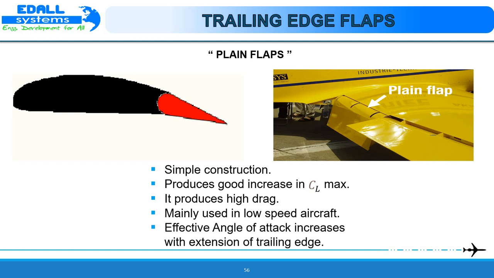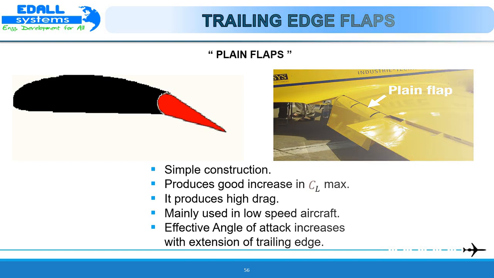This is because as air moves around the wing, it loses energy and starts to separate from the wing. It is simple to construct and produces a good increase in CLmax, that is coefficient of lift maximum. It produces high drag, mainly used in low-speed aircraft. Effective angle of attack increases with extension of trailing edge.